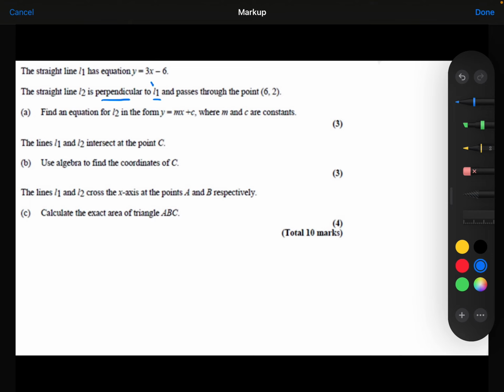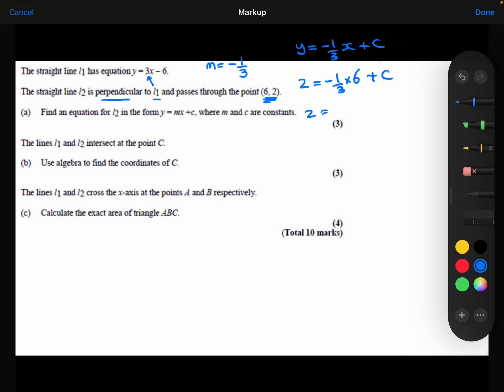The gradient of L1 is 3, which means the gradient of L2 will be minus 1 over 3. Minus 1 over 3 is the negative reciprocal of 3. So I can now say that y equals mx plus c. We know it passes through the point (6, 2), so let's substitute the 2 in instead of the y coordinate, and we'll substitute 6 in instead of the x coordinate.